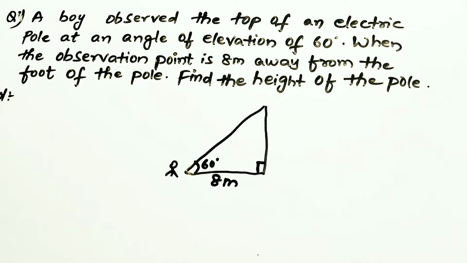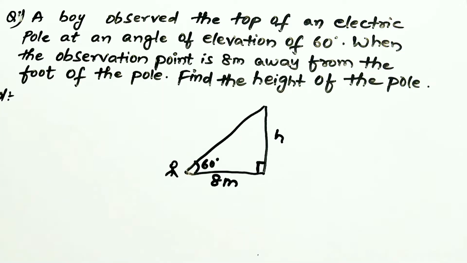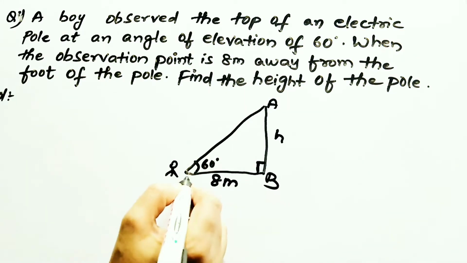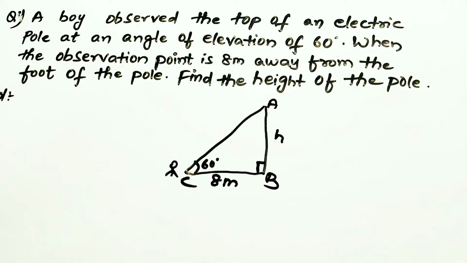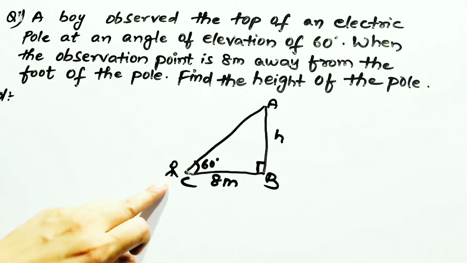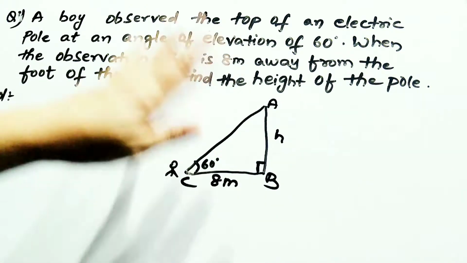What do we have to find out? We have to find the height of the pole. Suppose this is the height of the pole. Just give names to your figure. Suppose this is A, B and C. If you have drawn the diagram perfectly, more than 80% of the work is over. In this figure there is no need to write observer or electric pole; just give names to the points.